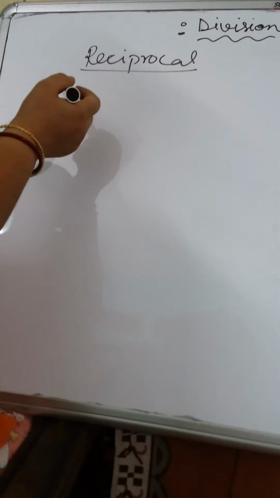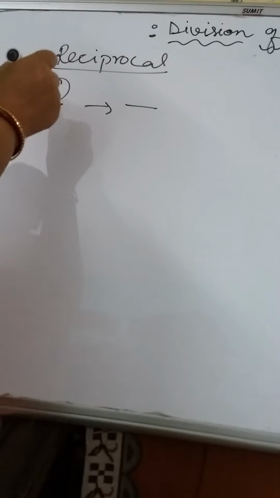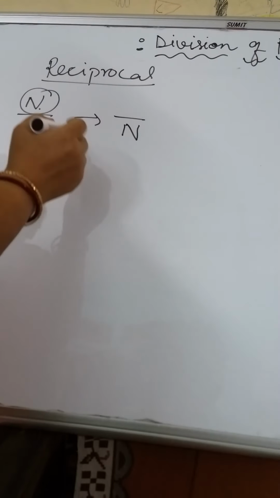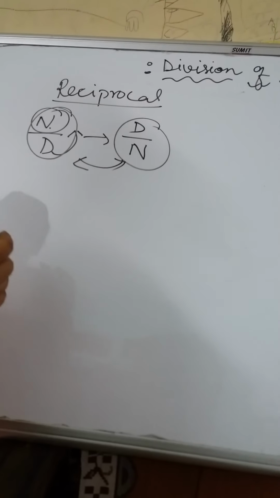We have learned to find the reciprocal. That means you just reverse the fraction. If this is a number, the numerator will come down to the denominator and the denominator will go up to the numerator position. So these two are reciprocal to each other.